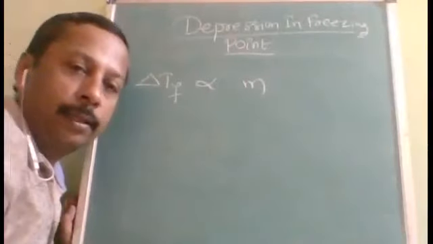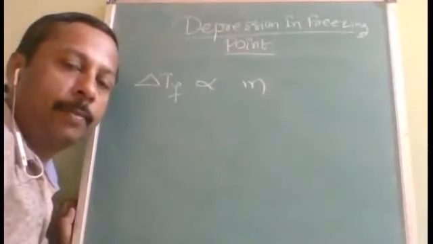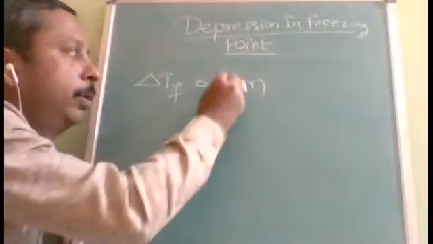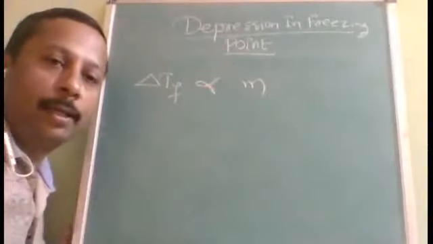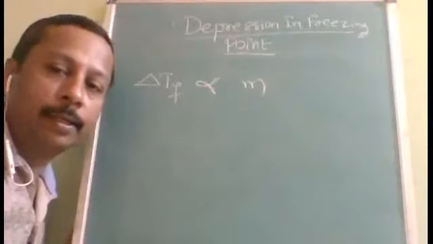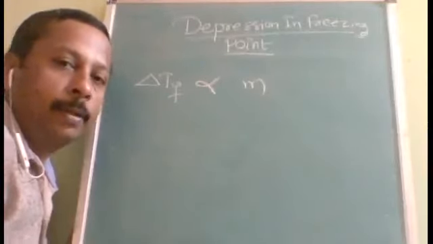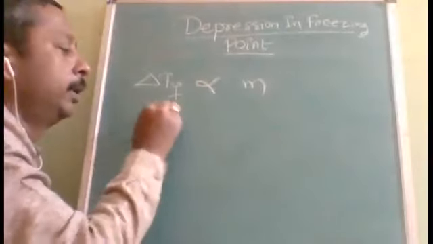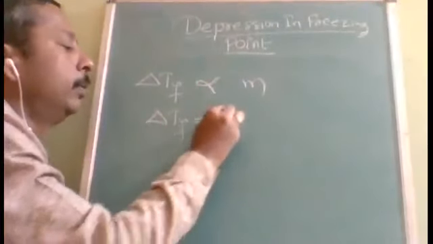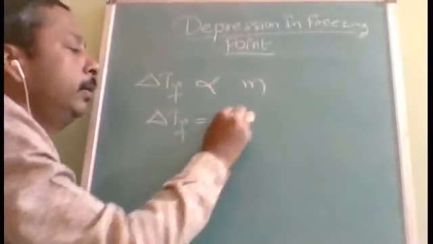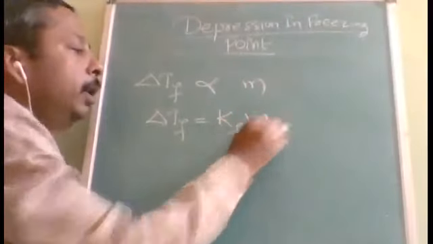I think everybody is noting down all these points. Maintaining notes is more important, and staying awake and staying interested till last is also very important. So delta TF is directly proportional to molality, and delta TF is equal to a new constant Kf into molality.